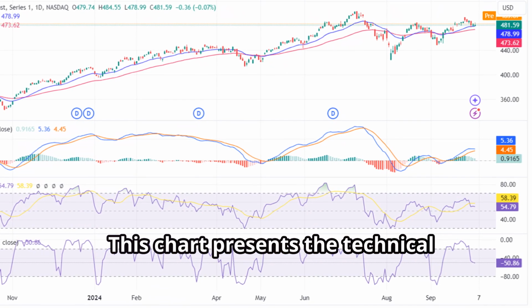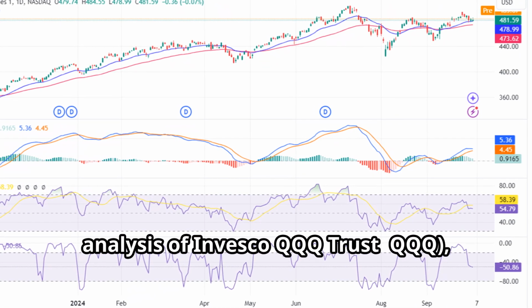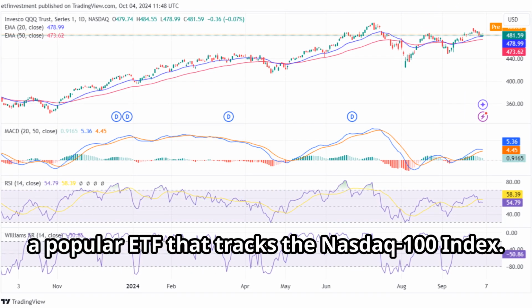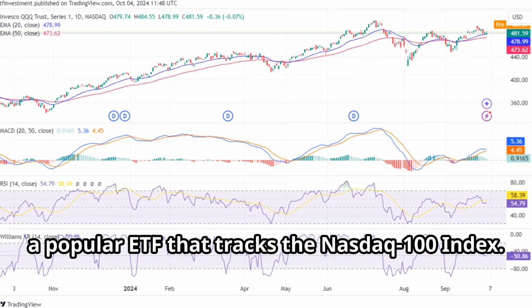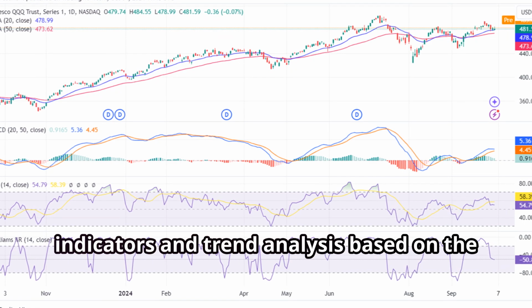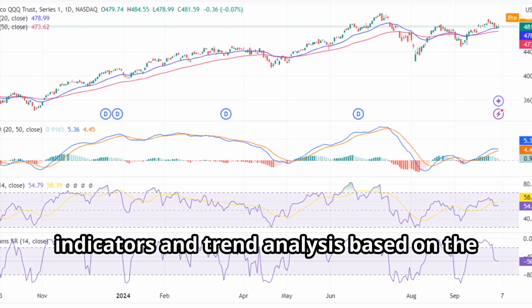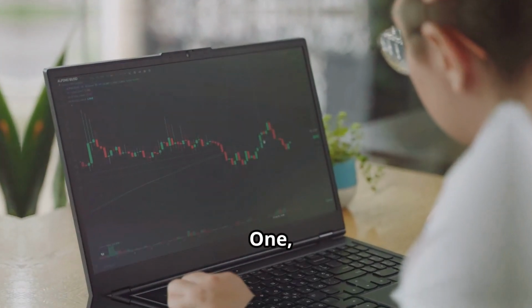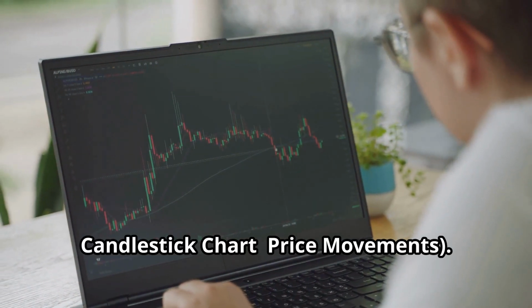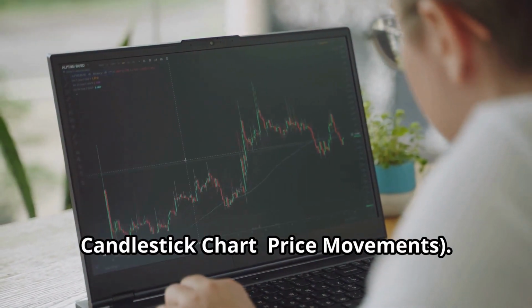This chart presents the technical analysis of Invesco QQQ Trust, QQQ, a popular ETF that tracks the Nasdaq 100 index. Below is a detailed summary of the key indicators and trend analysis based on the data presented. 1. Candlestick chart, price movements.